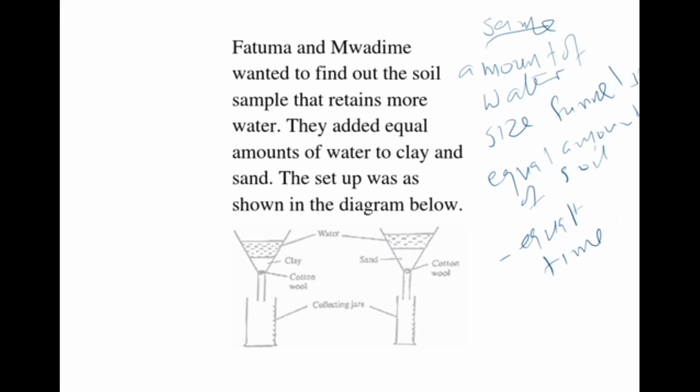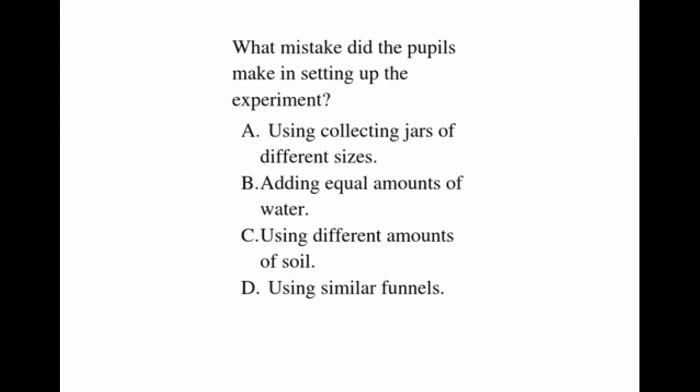It is good to note that using different types of collecting jar was not a mistake, because they could use a standard measuring jar to measure the amount of water that had passed through. Therefore, the mistake that they made during the experiment was using different amounts of soil. We have said now the amount of soil should be the same but of different types, that is clay and sand.